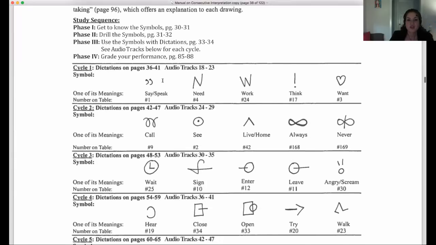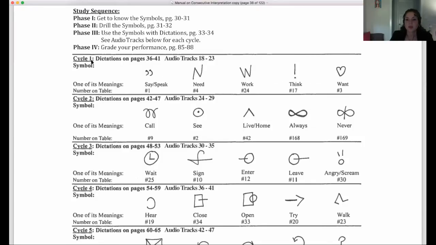In the first phase, you're just going to say, okay, what are the symbols in cycle number one? The symbols in cycle number one are speak, so this is the first card. The second symbol in that cycle is need, my second card. The third symbol is work, my third card. The fourth one is think, and for those of you who don't like the exclamation mark, you can do the little baseball looking one. And my last symbol is want. So that's the front of the card.